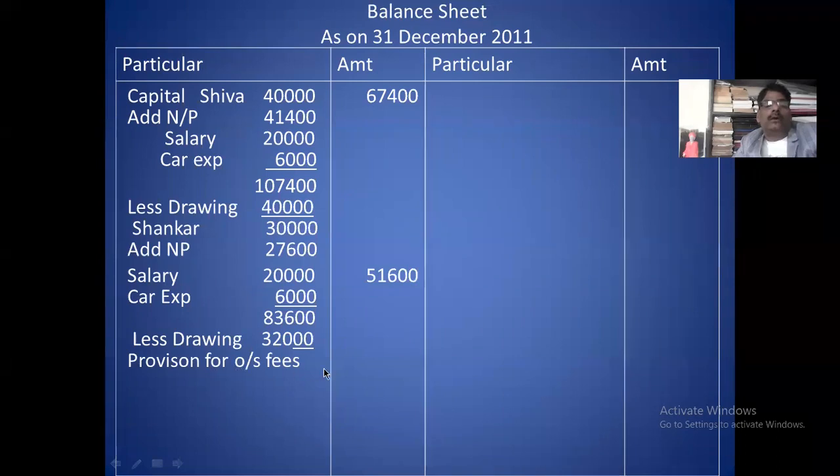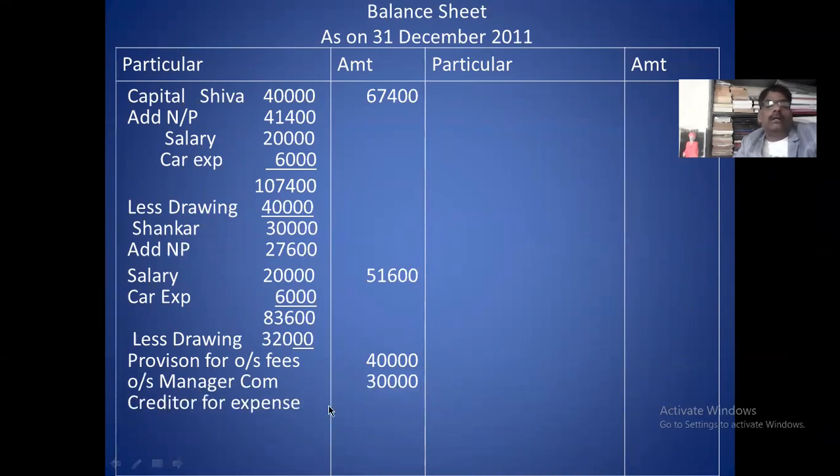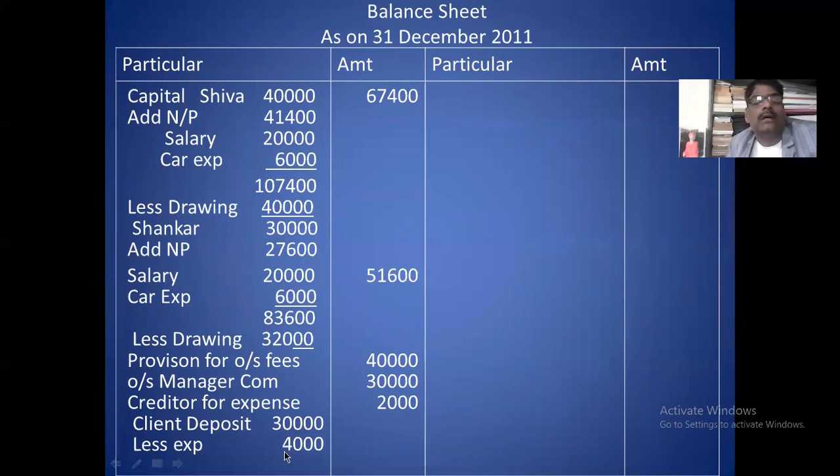Next, you take the provision for outstanding fee, 40,000. Manager's commission outstanding is 30,000. Then creditor for expenses 2,000. Then client deposit is 30,000. In this deposit, you deduct the client expense given there. Client expense is 4,000. You deduct 4,000. Client balance is 26,000. After completing this problem, I will take a break of 10 minutes. And thereafter, you rejoin. Remember this.